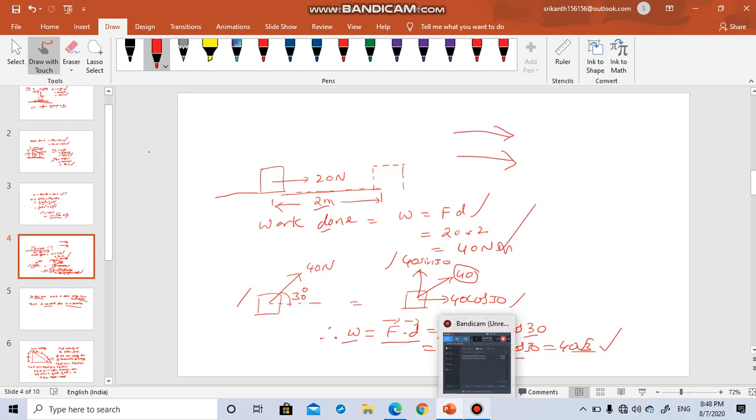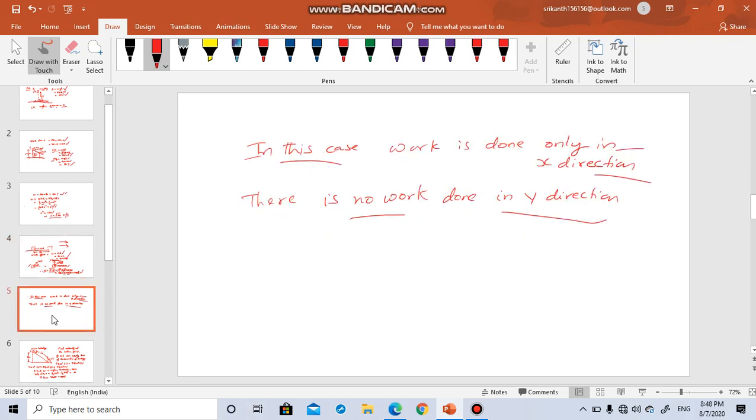When you calculate work, force and displacement should be in the same direction. That means x or minus x, or y or minus y. You cannot have force in y and displacement in x. It is not possible. No work is done in that case.